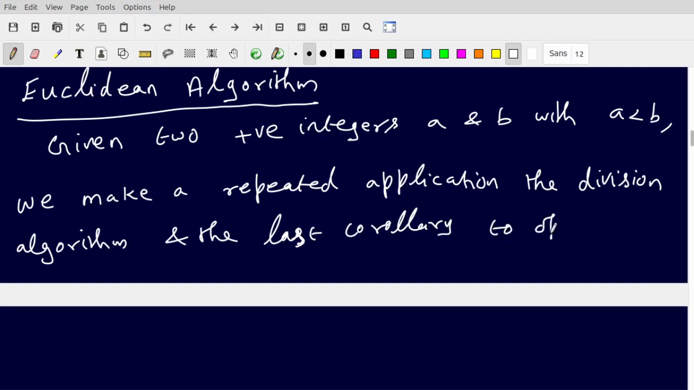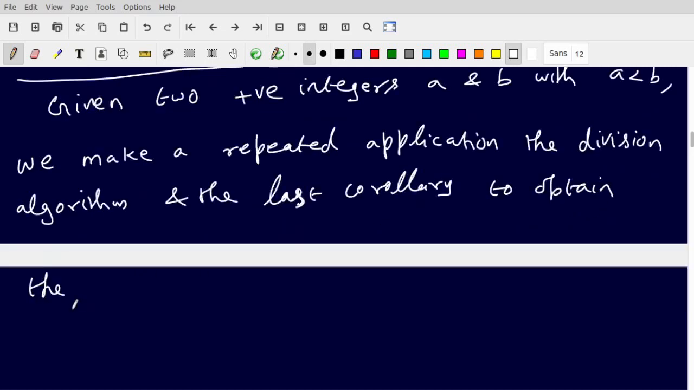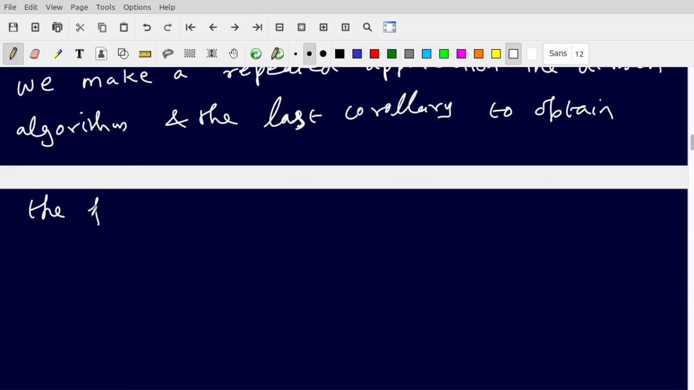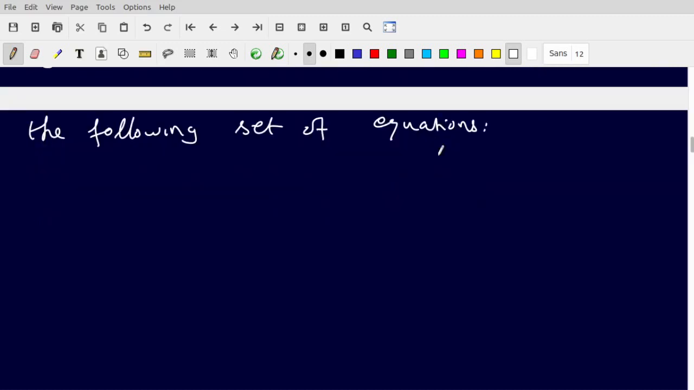To obtain the following set of equations. Okay, what are the equations? First we apply the division algorithm on B and A. We get quotient Q1, remainder R1, with R1 less than A.